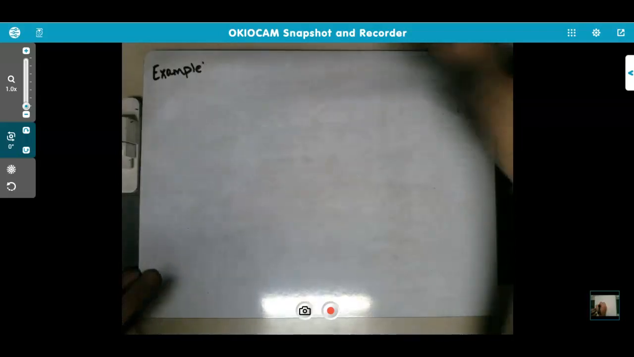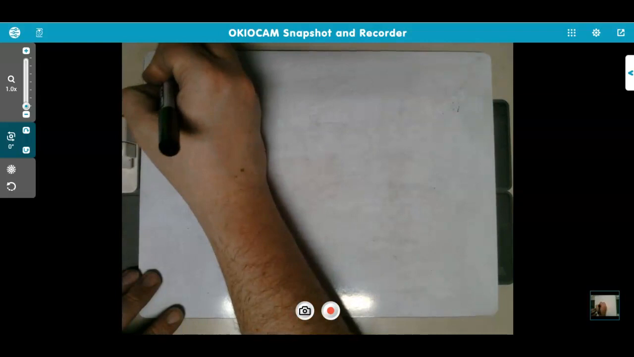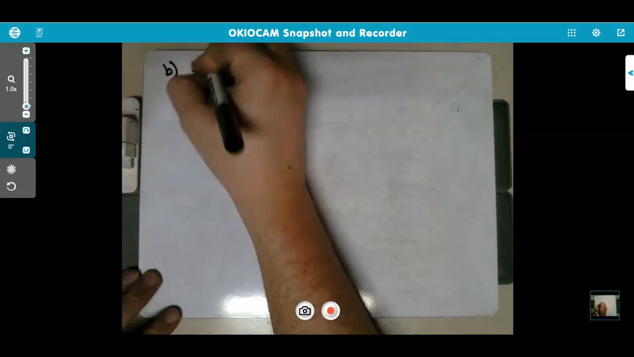Help if I open my marker. Example. Oh wait, we already wrote it down. That last one was part A, this one's part B, doing the same thing. f of x here is equal to x squared minus 4x plus 3, and we're doing that over the interval 1 to 4.